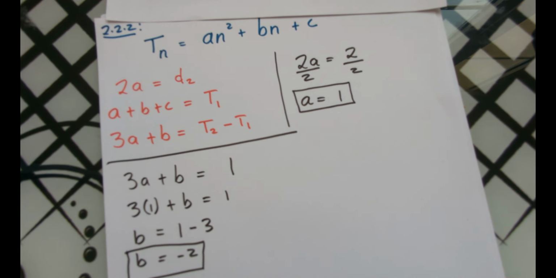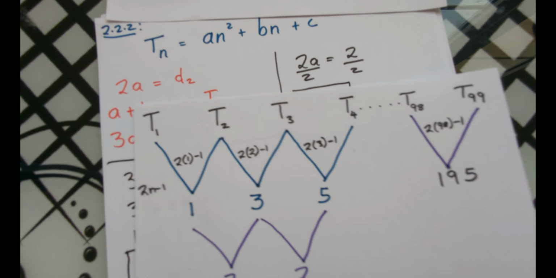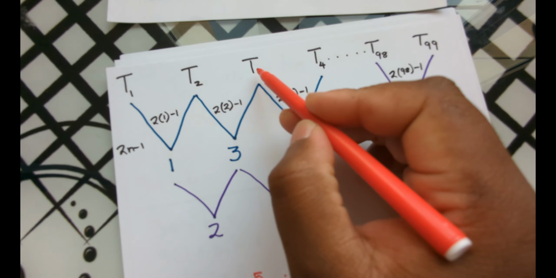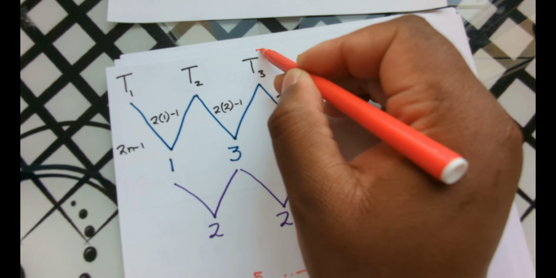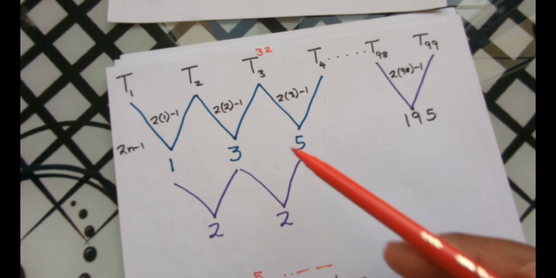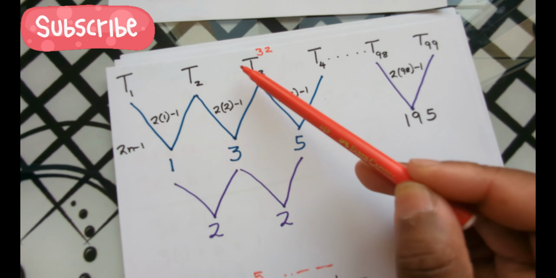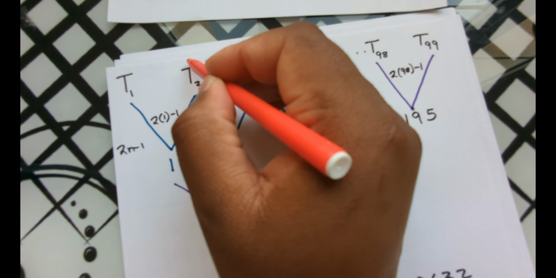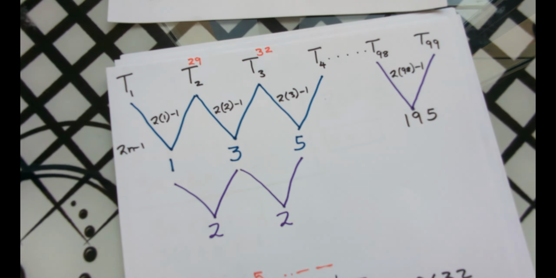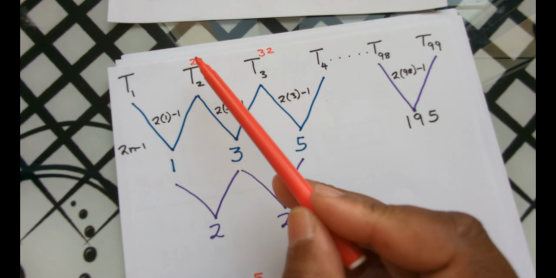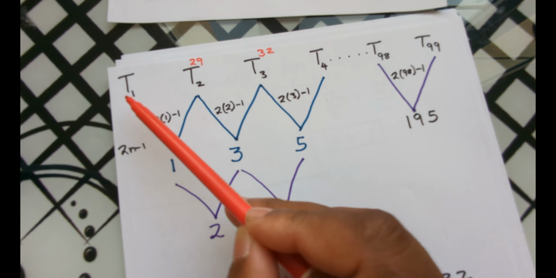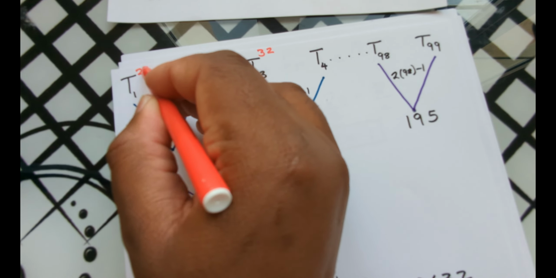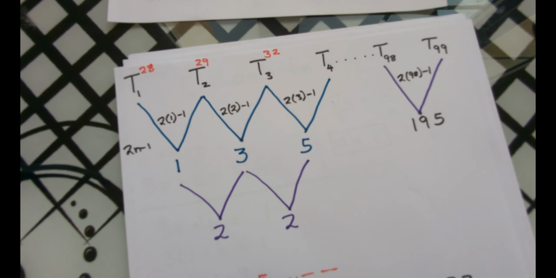So knowing that the third term is 32, if we go back to our pattern, it means t3 is 32. So we can put 32 there. And we know that if we subtract t3 minus t2, we should get 3. So 32 minus 3 gives us 29. So term number 2 is 29. And also if we subtract term number 2 minus term number 1, we should get 1. So this makes t1 to be 28. Our first term should be 28.